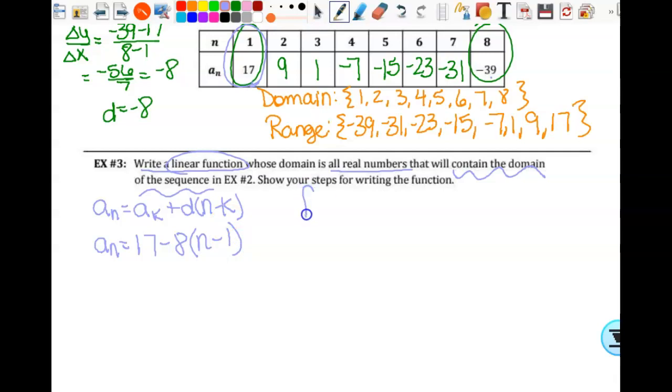So linear function, that's going to be an f of n is equal to, that will give me 17 minus 8n plus 8. My knuckles are writing again. So my actual function will be 25 minus 8n. Or negative 8n plus 25, it doesn't matter. We good? Easy enough? Okay. This should be kind of a throwback to Algebra 1.